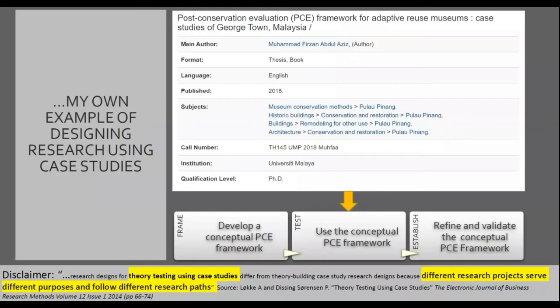Basically, my research boils down to three phases. The first one is to frame the research. As we did just now, we throw ideas, but in PhD research I framed it using a literature review, using previous studies. Why did I do that? Because I wanted to develop the conceptual PCE framework. After framing, the second phase is testing the evaluation framework, and then after testing, I want to validate and refine the evaluation framework. So in short, these are my research phases. What is important here is that I want to show you how I used a case study.